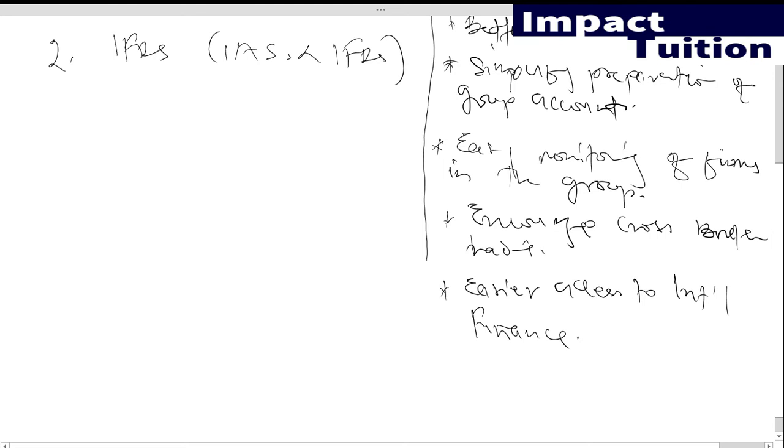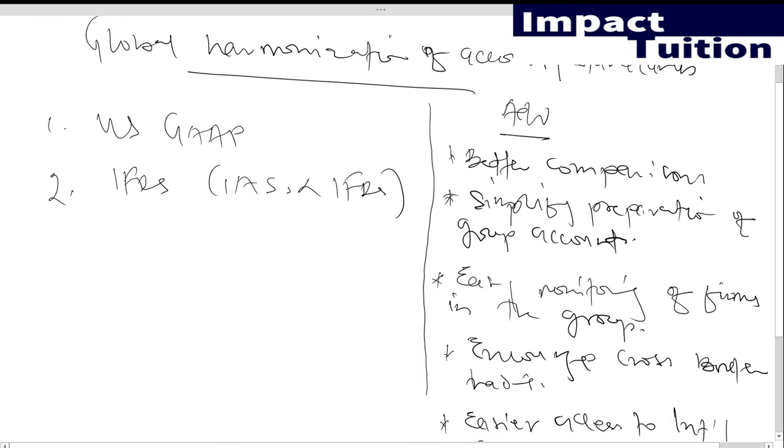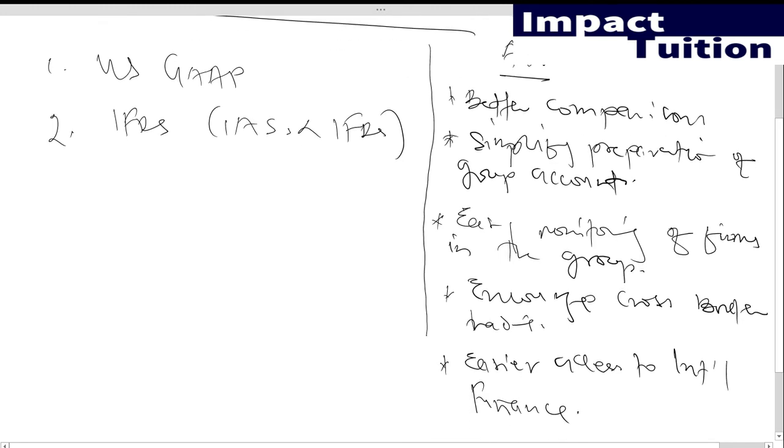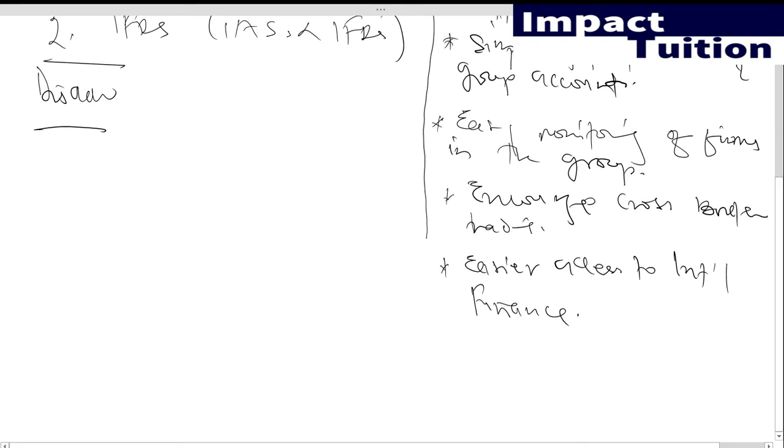Let's look at some disadvantages of global harmonization or convergence of accounting standards. Disadvantages. One: national legal requirements may conflict. Conflict with national legal requirements.